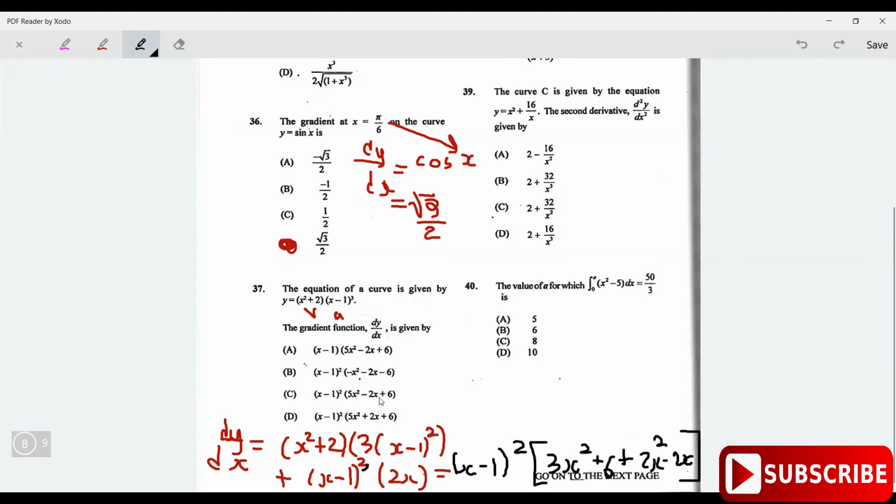Simplifying this together, it's clear that 3x squared and 2x squared is 5x squared. So I'm going to get 5x squared minus 2x plus 6. That is option C. Easy.